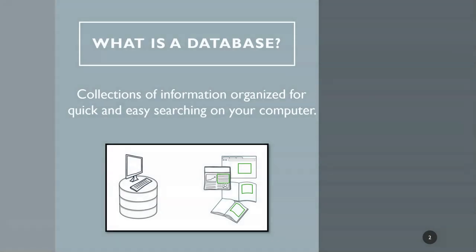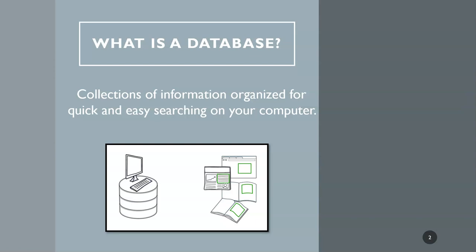So let's start with the basics, which is what are databases? Well, they're collections of information arranged for quick and easy searching on your computer. Databases can be found all over the web for a variety of reasons, but the type of databases that we use in the college library are for scholarly articles, books, and films.